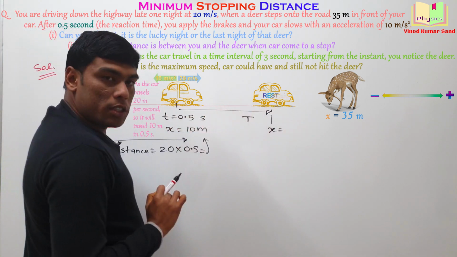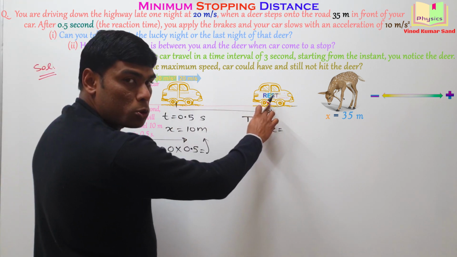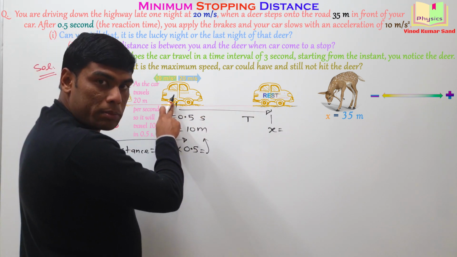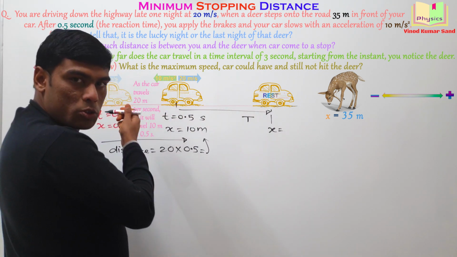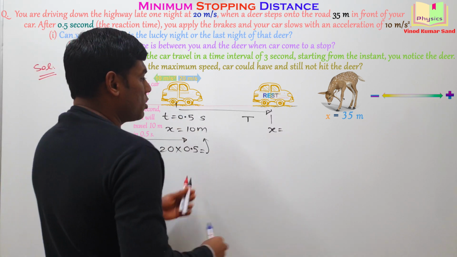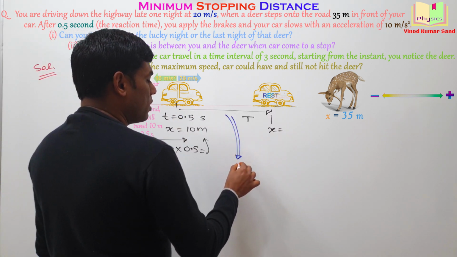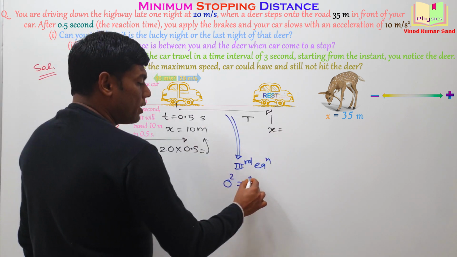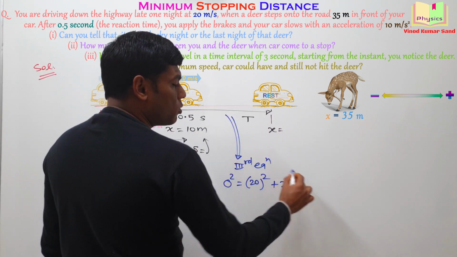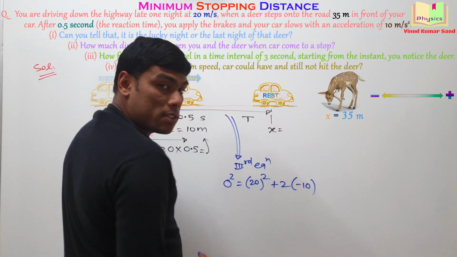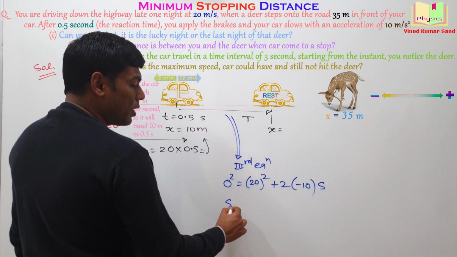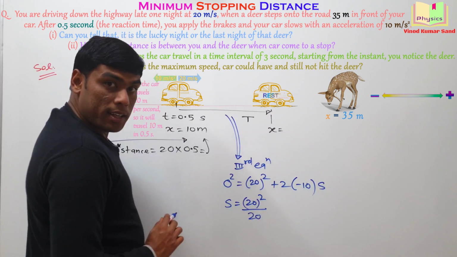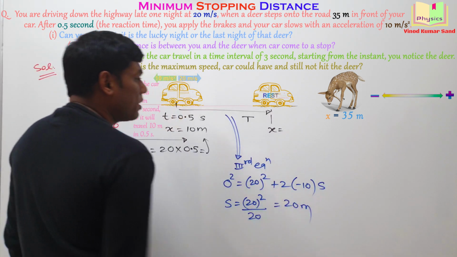For this computation, we can use the third equation of the motion. The final velocity of the car is 0. The initial velocity is 20 meter per second and acceleration is 10 meter per second square in the backward direction. So let us use the third equation of motion. What we should write? 0 square is equal to 20 square plus 2 into acceleration, which is minus 10, and let's say this distance is s. So s comes out to be 20 square divided by 20. Is it okay? Answer is 20 meter.